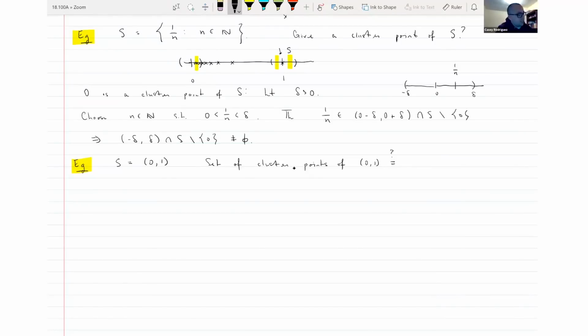So yeah, certainly this will contain (0, 1). Everything between 0 and 1 should be a cluster point of (0, 1) because there are always a lot of numbers between 0 and 1. So if I draw this, everything in between 0 and 1 is certainly a cluster point. What about the point 1? Is that a cluster point of this set?